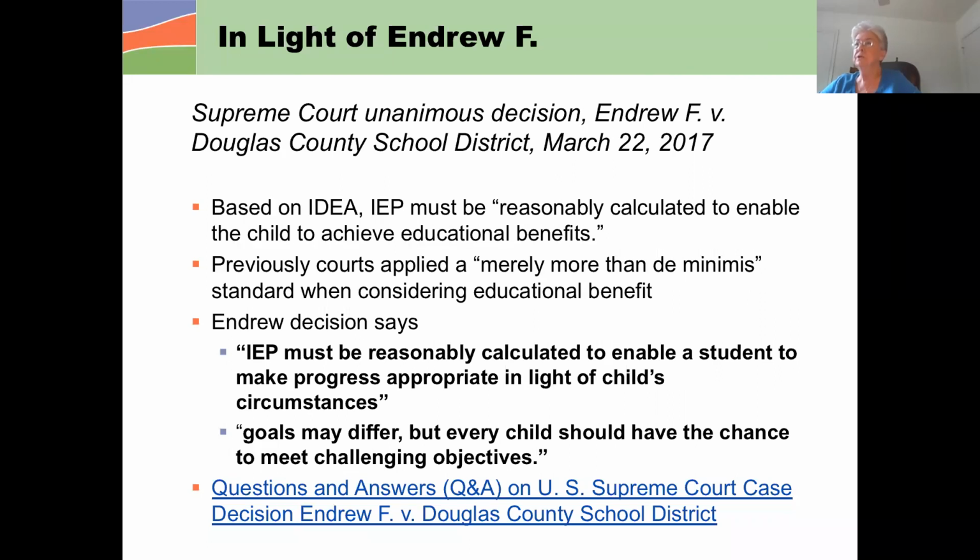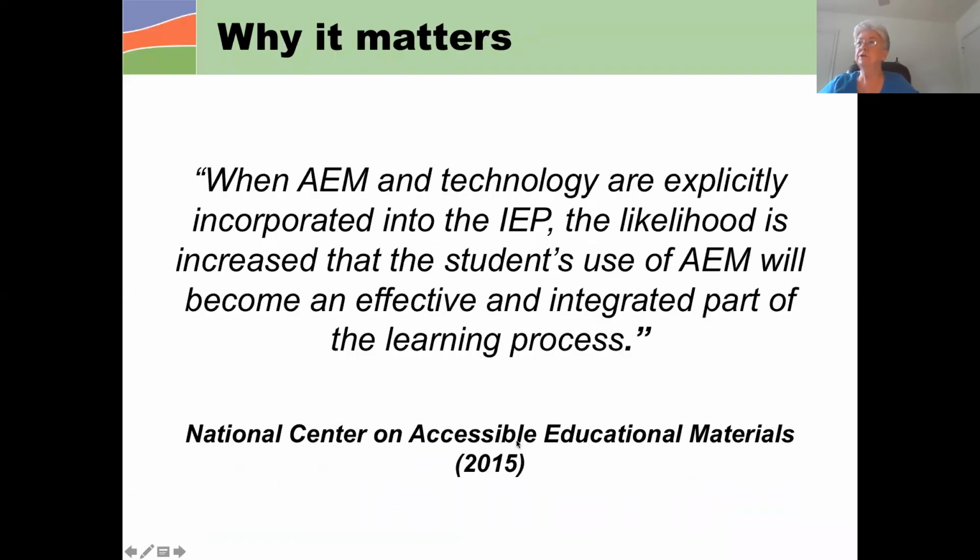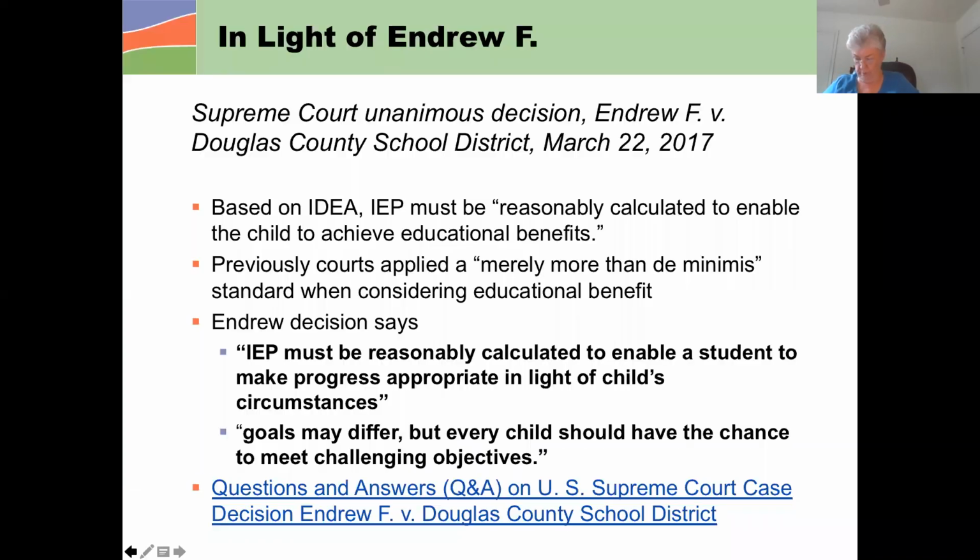But with this Andrew decision, these are new words, and these are quotes from the decision: The IEP must be reasonably calculated to enable a student to make progress appropriate in light of the child's circumstances. And that changes the standard quite a bit. Another part of that decision is that the goals may change, but every child should have the chance to meet challenging objectives. So that really changes the standard for measuring whether or not a student is achieving educational benefits.